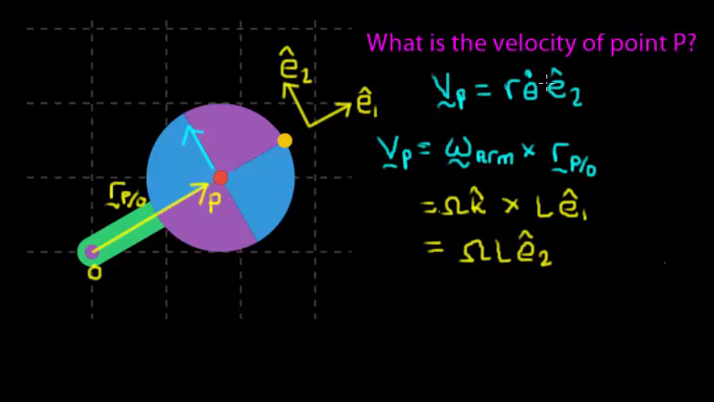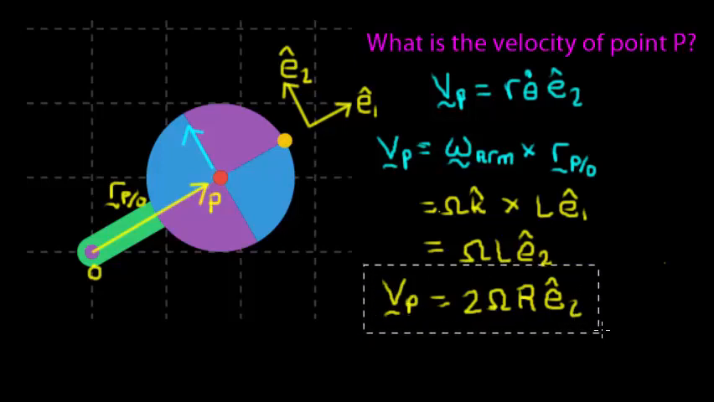So I got omega times L, which is the same thing as r times theta dot. Got these two symbols in the opposite order in these two cases, but that's the exact same thing I had in the polar coordinates. And if I take my previous statement that L is twice the radius of the disk, then I get v_P equals 2 omega r in the e hat 2. And that's my answer right there.